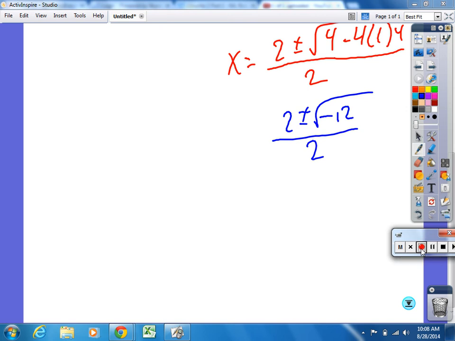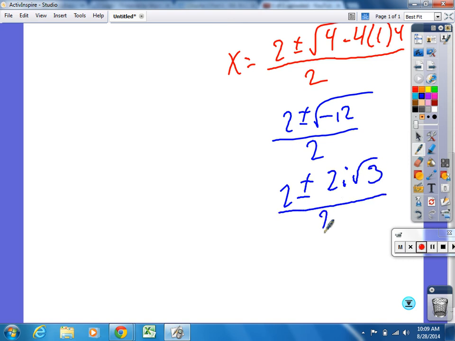Again, I prefer you to simplify this. Notice this is 2 plus or minus 2i root 3. Hopefully you guys may remember that just because you're smart kids. Remember, square root of 12, just to give you a heads up, is 2 times 6, 2 times 3. Remember, square root of a negative number is i, right?